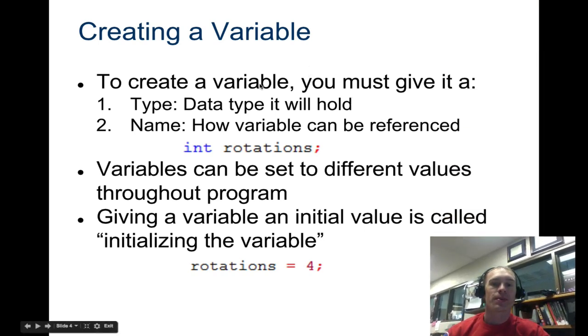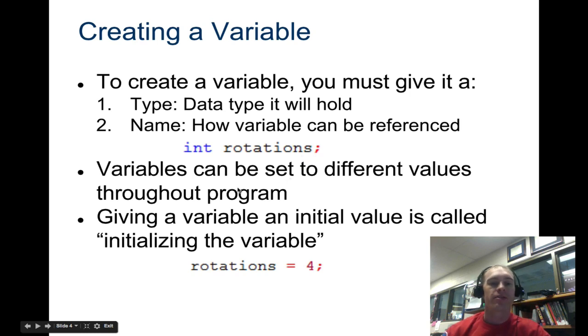So to create a variable, you must first give it a type, and int would be the type, and then a name. So we're going to call this variable the name rotations. You can call it whatever you want. You can call it pig pen, you can call it french fry, it doesn't matter what you call it, but you have to follow it by a semicolon.